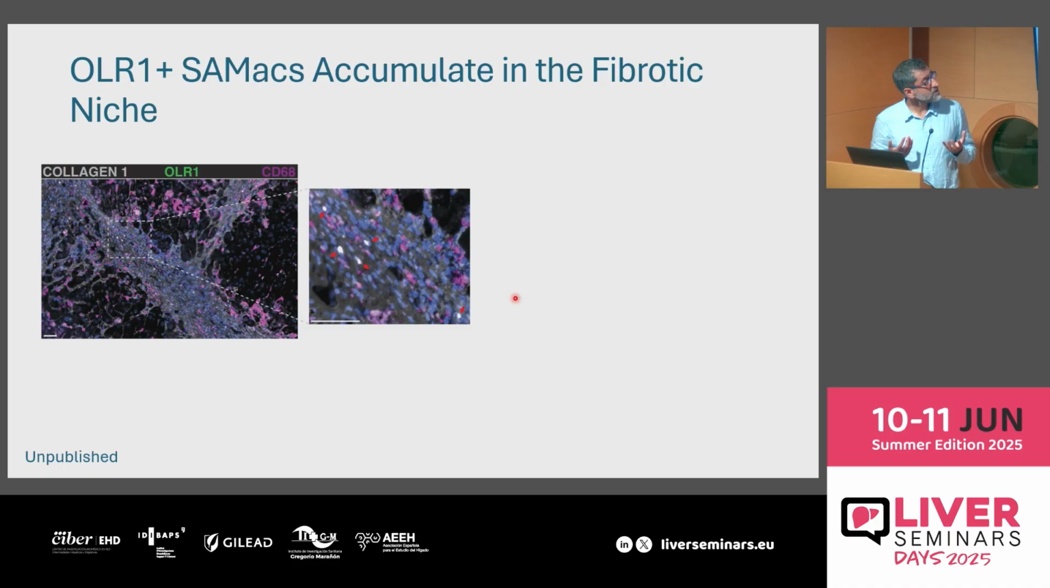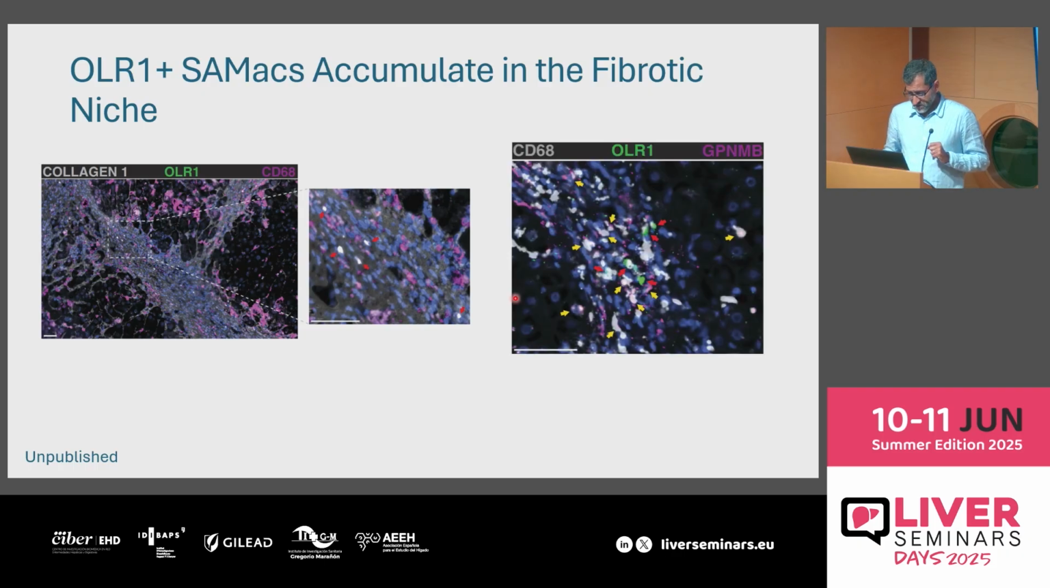If we do immunostaining, we can find that these OLR1 positive macrophages are localized within areas of fibrosis in the human liver. And they're different to the GPNMB positive macrophages. I showed GPNMB was a marker of the scar-associated macrophage 1. So the OLR1 and GPNMB positive populations are different. So there are two different types of scar-associated macrophage in the human liver.